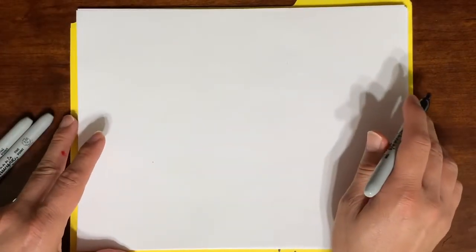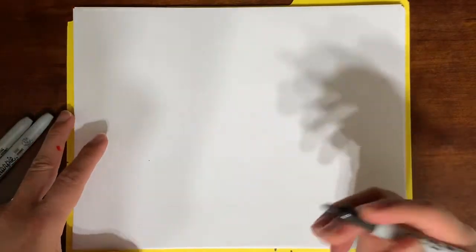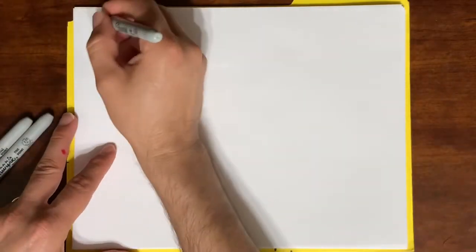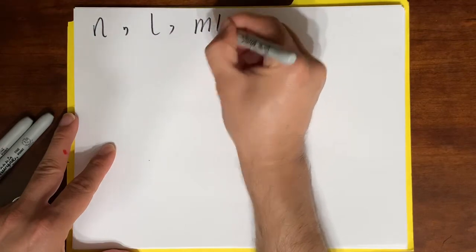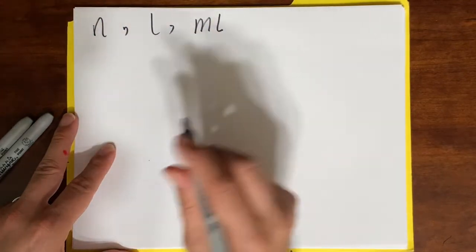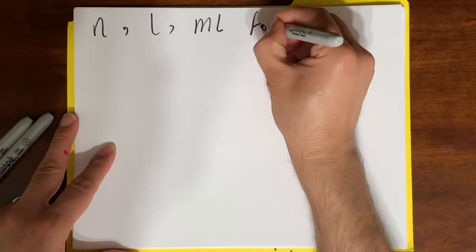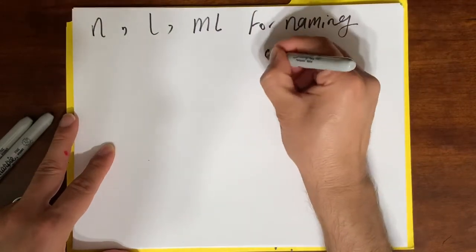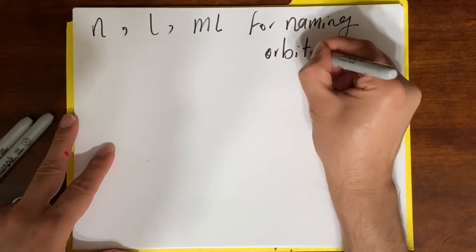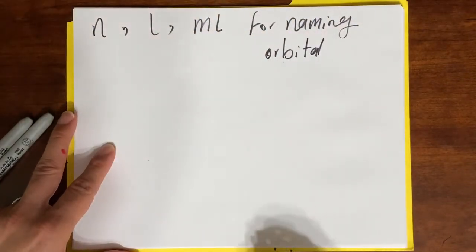Next thing that you need to know, for naming any orbital, we said we need to have 3 quantum numbers, n, l, and ml, when you want to name one orbital. So for naming an orbital, we need to have 3 quantum numbers.